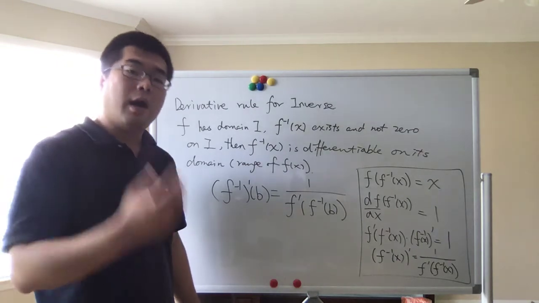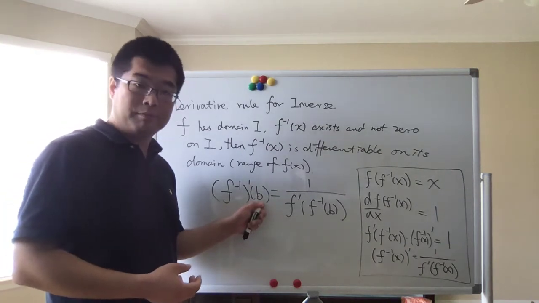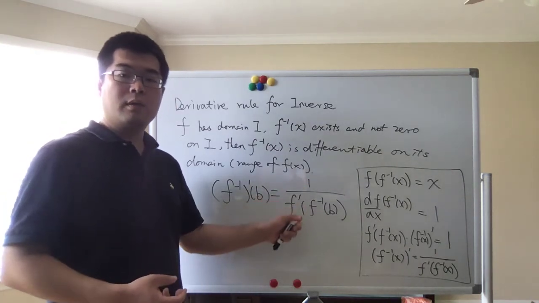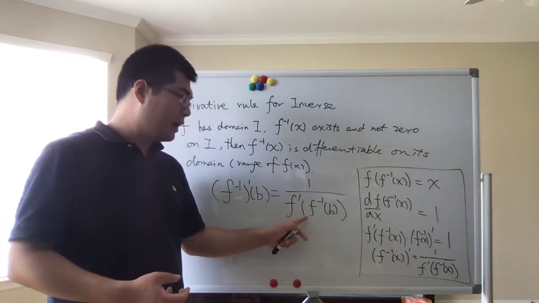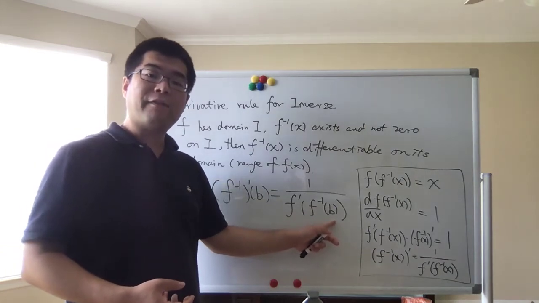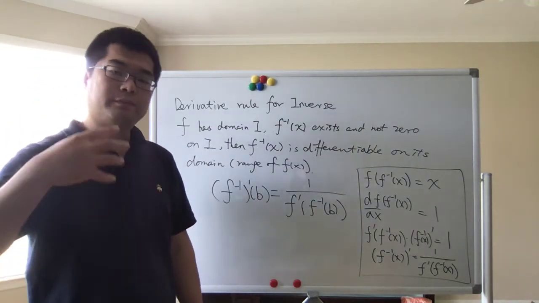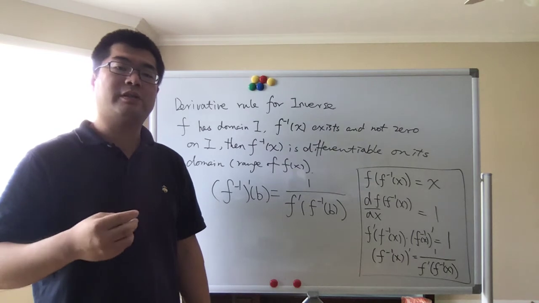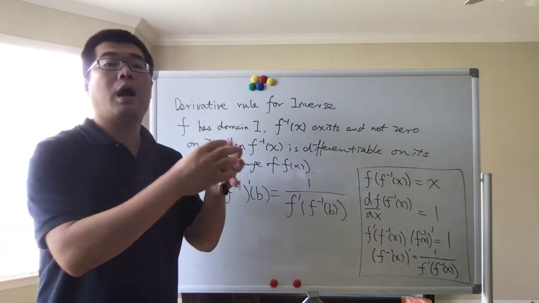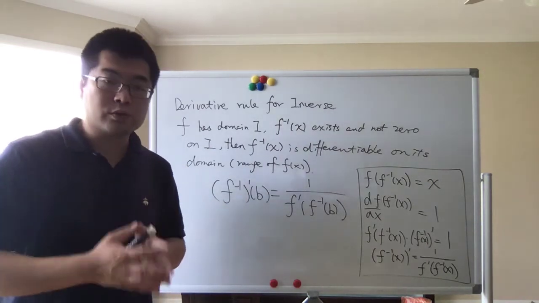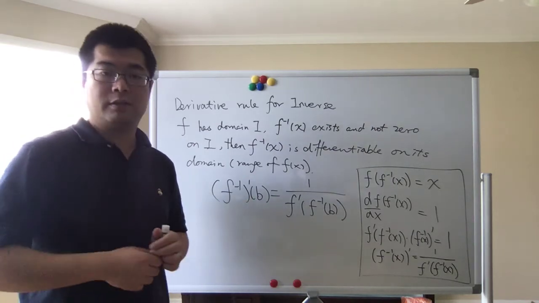The derivative of the inverse function evaluated at a specific value b equals 1 over f prime, the derivative of f(x), evaluated at f inverse of b, okay? So again, the derivative of the inverse function evaluated at b equals the reciprocal of the derivative of the original function evaluated at f inverse of b, okay?